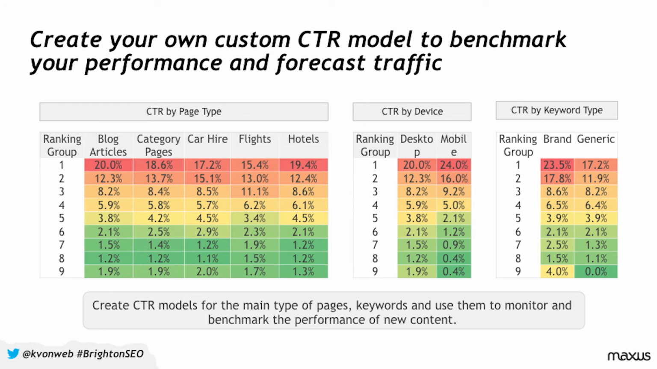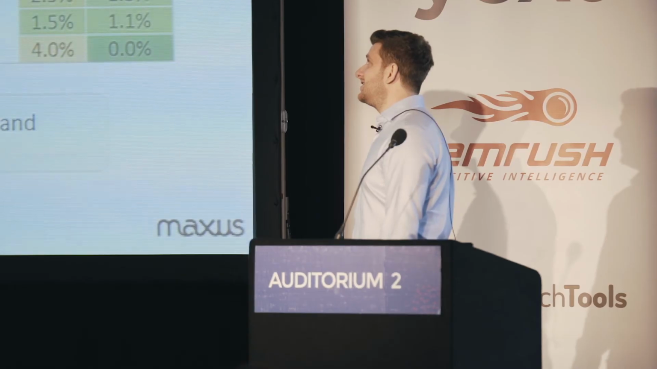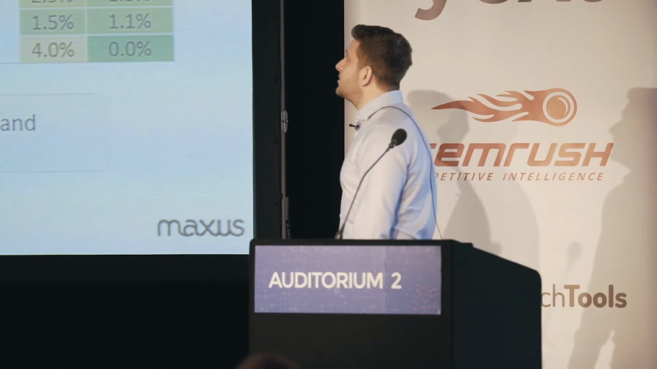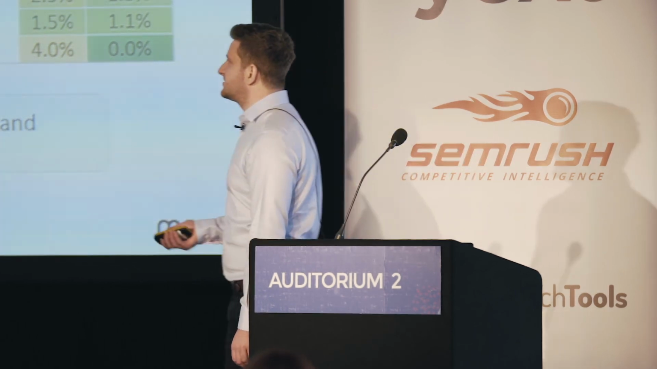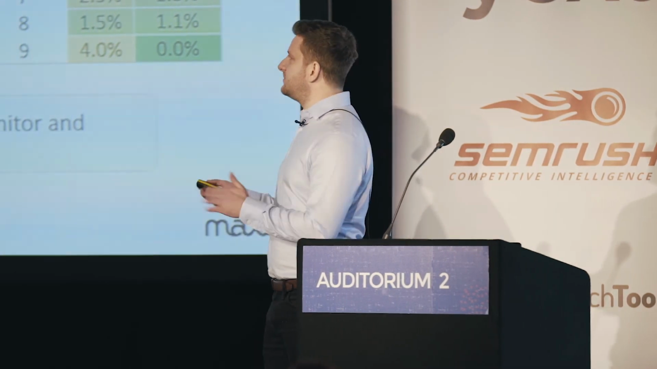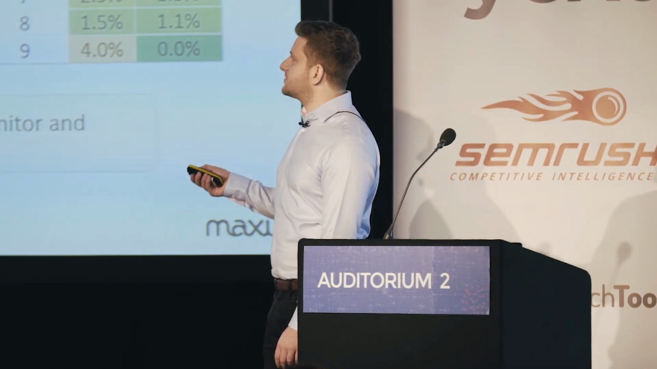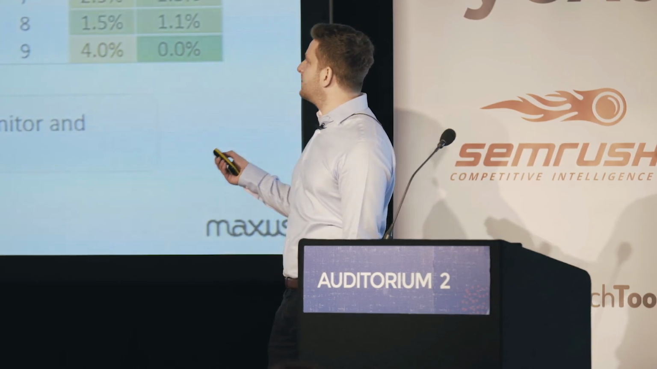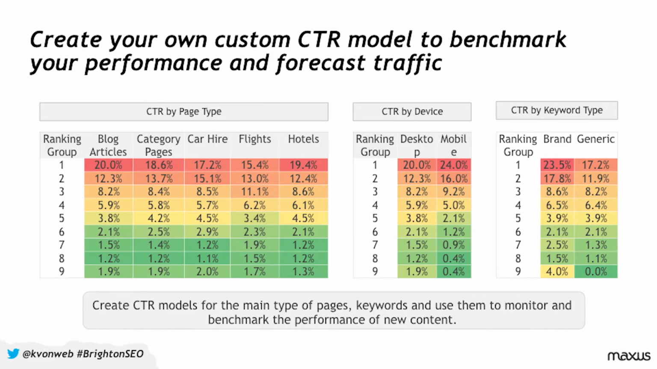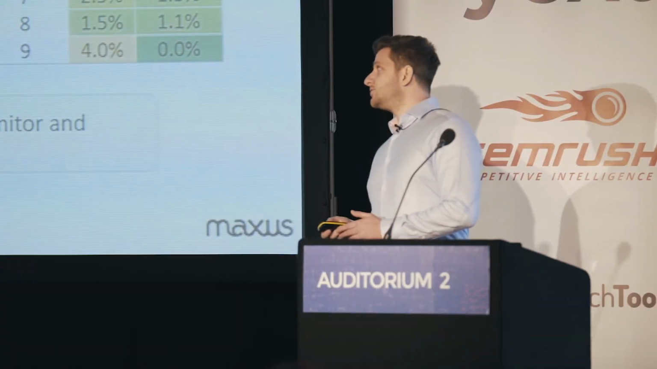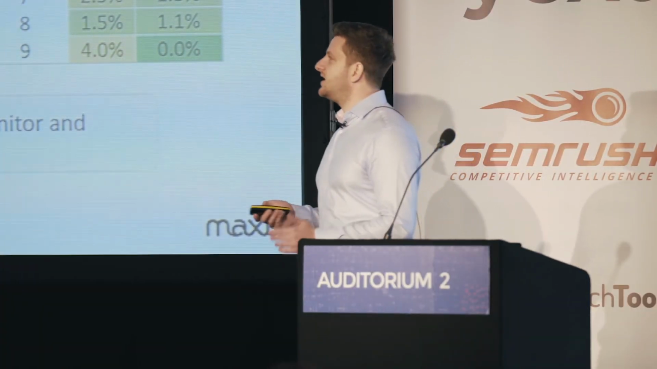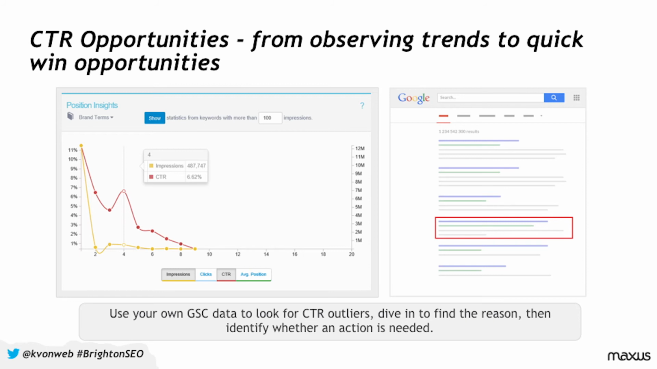Now, the other thing that I like to do with Google Search Console data is create click-through rate models that I use to benchmark performance and forecast traffic. I don't look at one model for everything. I try to create different models based on the page type. So you see here I have blog articles, desktop versus mobile. I group them by the device that the user is using, or by the keyword type, whether it's brand or generic. And what I like to do with this data is visualize it and look for outliers.